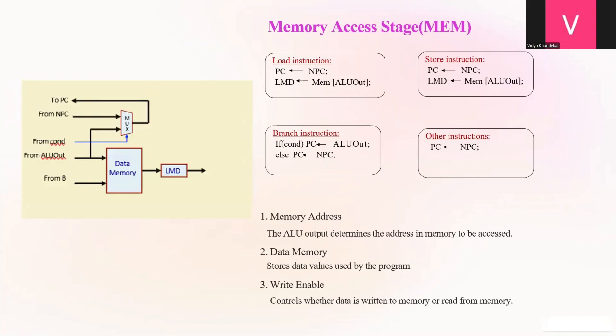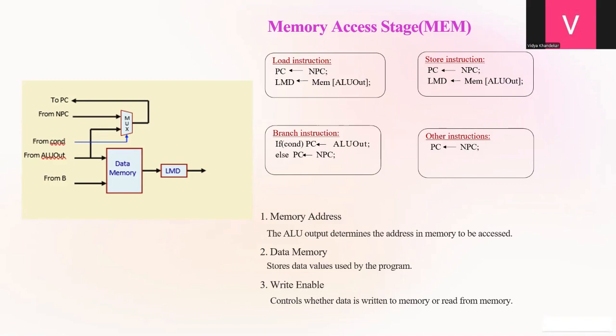So the fourth stage is the memory access stage. In this memory stage, all instructions will require memory load operations, store operations, branch operations, and all other operations. NPC is stored in the PC in this particular memory stage. So let us see the data path of the memory stage.